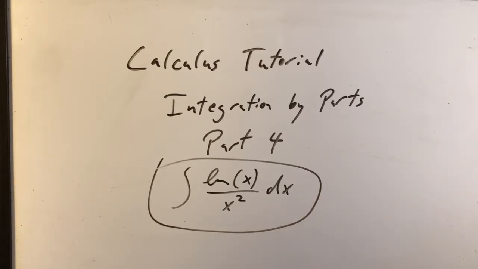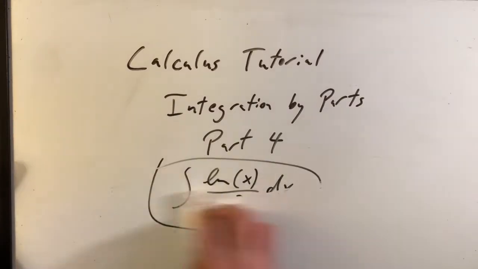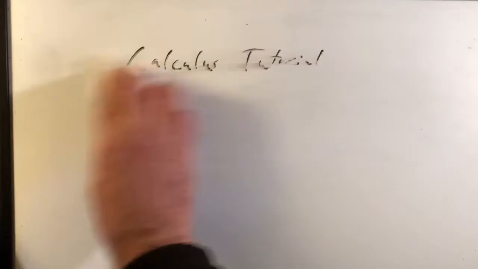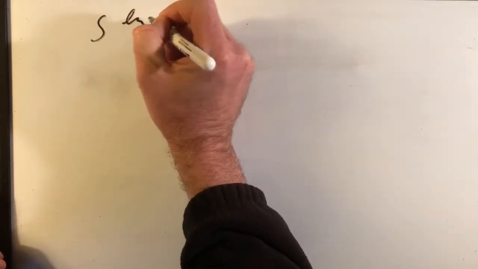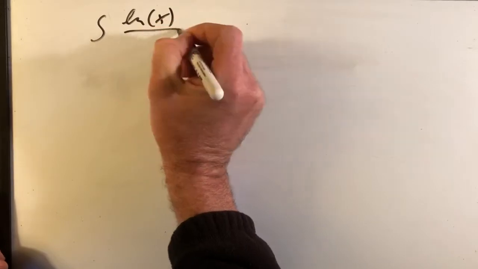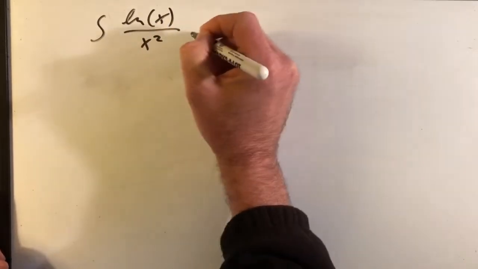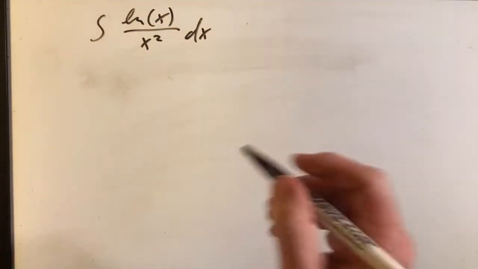Actually, this one isn't too bad. It looks a little bit intimidating. I'm going to ramp it up probably at the end, where I'm going to show how, if you throw a variation on it, it affects your original problem. So again, let me write the original problem up here. The natural log of x over x squared dx.